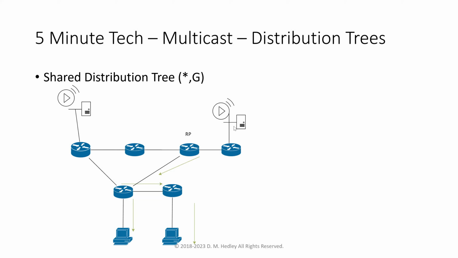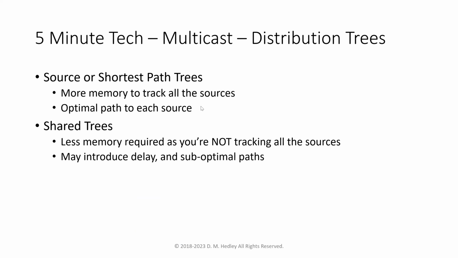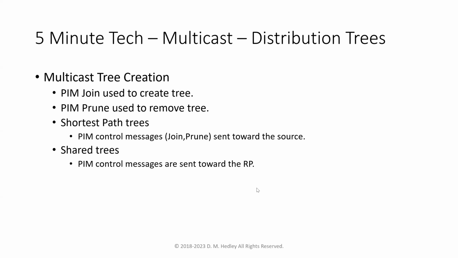We don't know necessarily about the senders at this point. We can just first come up with this and it helps us sew it together. Okay. With these shortest path trees, one of the challenges is a lot of memory to track all these different sources. The good part is there's an optimal path to each source. If I went to exclusively shared trees, and we're going to get to that in the next talk, there's less memory required. I'm not tracking all the sources, but I may introduce suboptimal paths in particular, and delay.